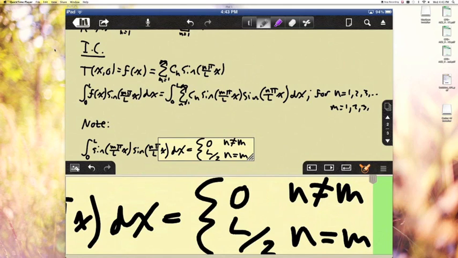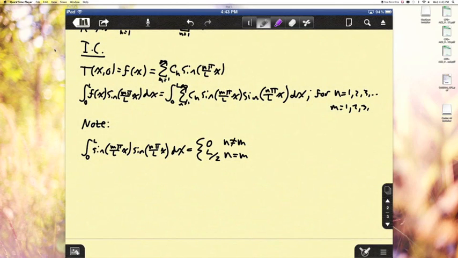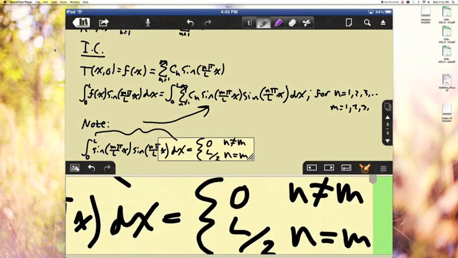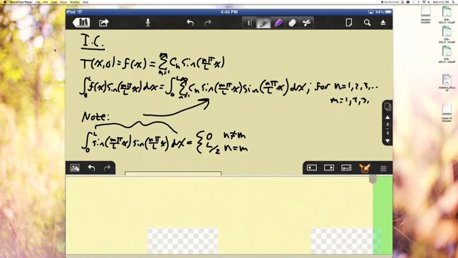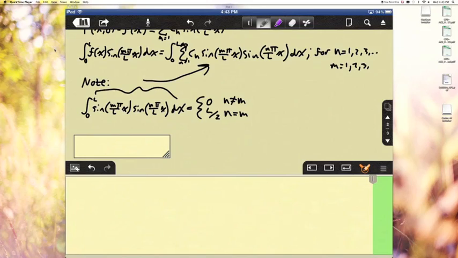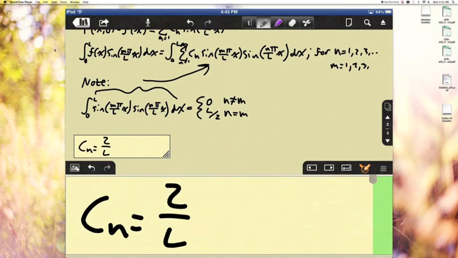So we can go ahead and plug this into our previous expression. We want to utilize this right in here, and just plug that in. Based on that, we now know that c sub n is equal to 2 over L. Again, this is just plugging it into our previous expression like the arrow indicates, and then you can solve for c sub n.